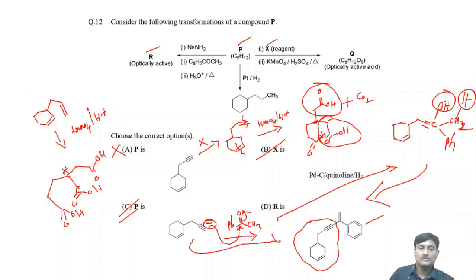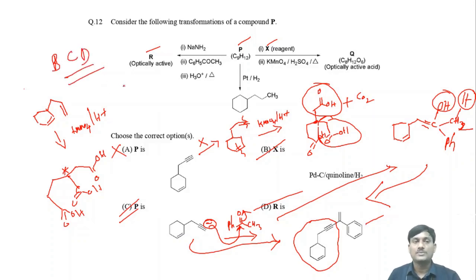From this molecule you will get this one. So R is also correct. So what are the correct options in this case? Except A, B is correct, C is correct, and also D are correct options.